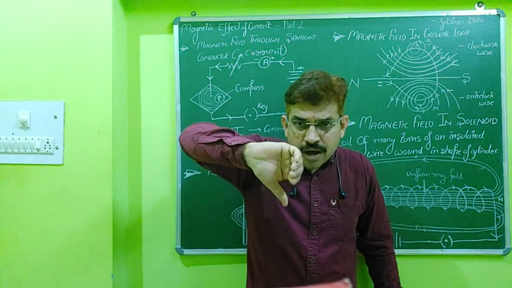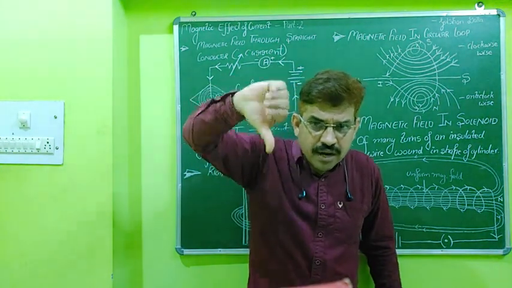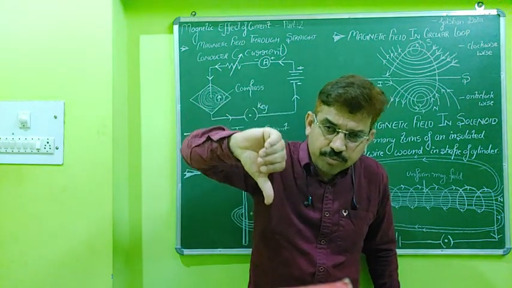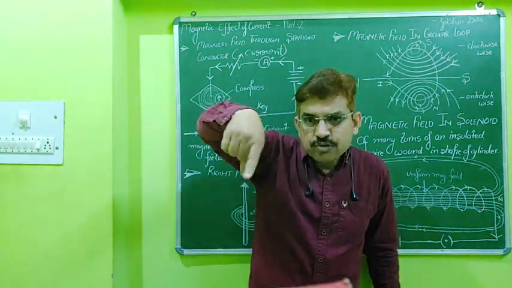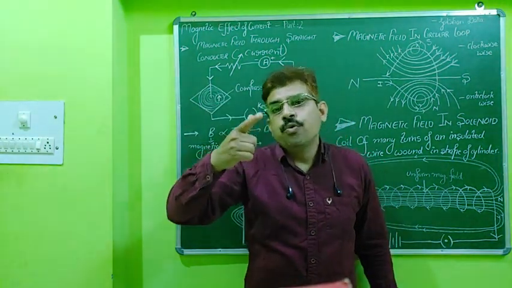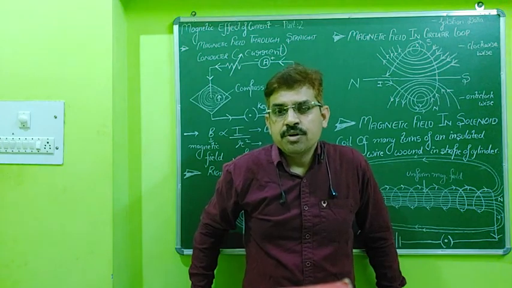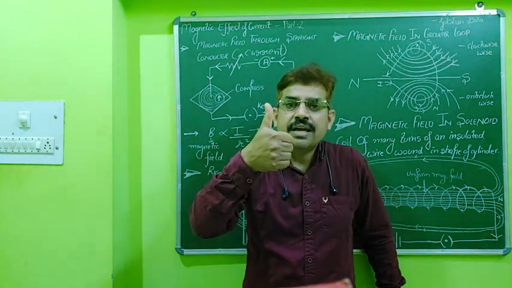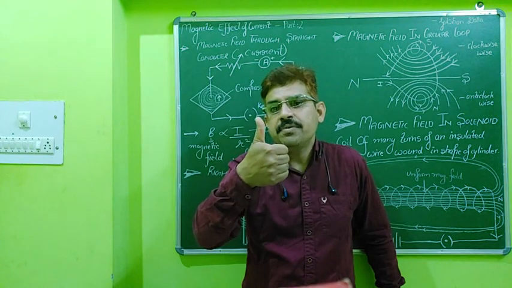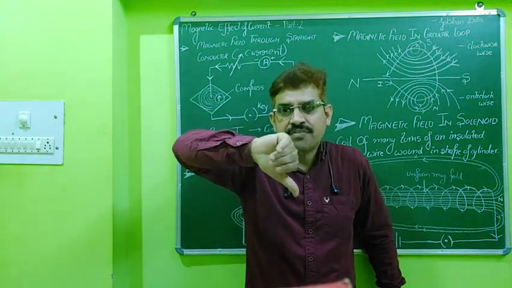So you have to move the curl of the fingers. This is the curl of the fingers, and this is the direction of the current. So the direction of the current is into the plane of the paper. So if it is into the plane of the paper, it is in this way. So that is called clockwise. So one is anti-clockwise and the second is clockwise. If the current is moving in upward direction, anti-clockwise will be there, and if it is in downward direction, then clockwise magnetic field will be there.